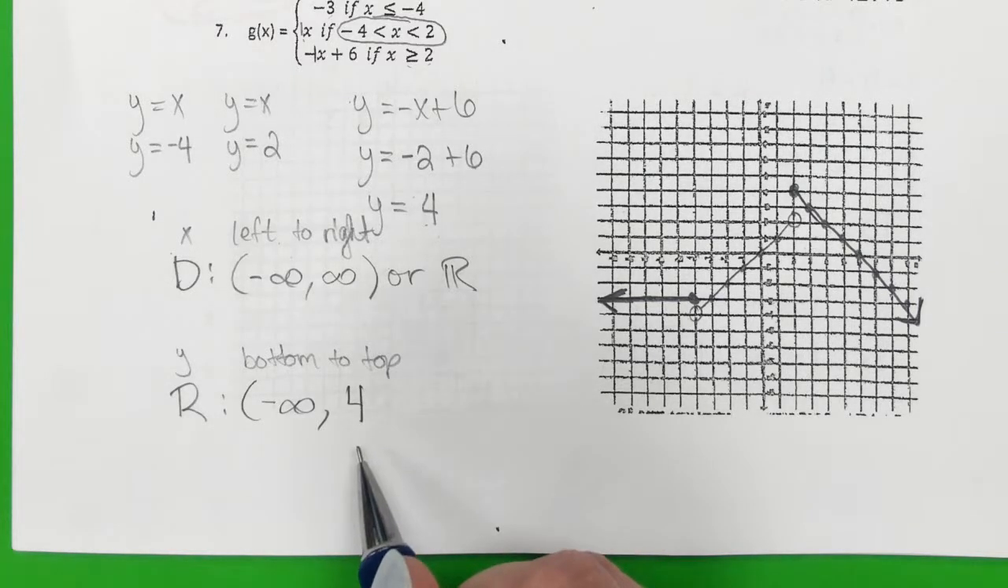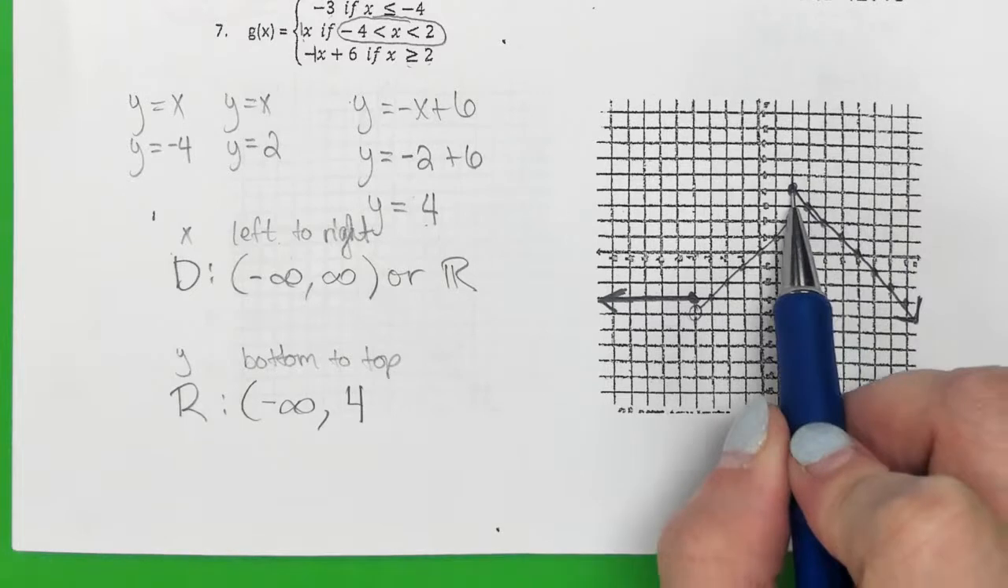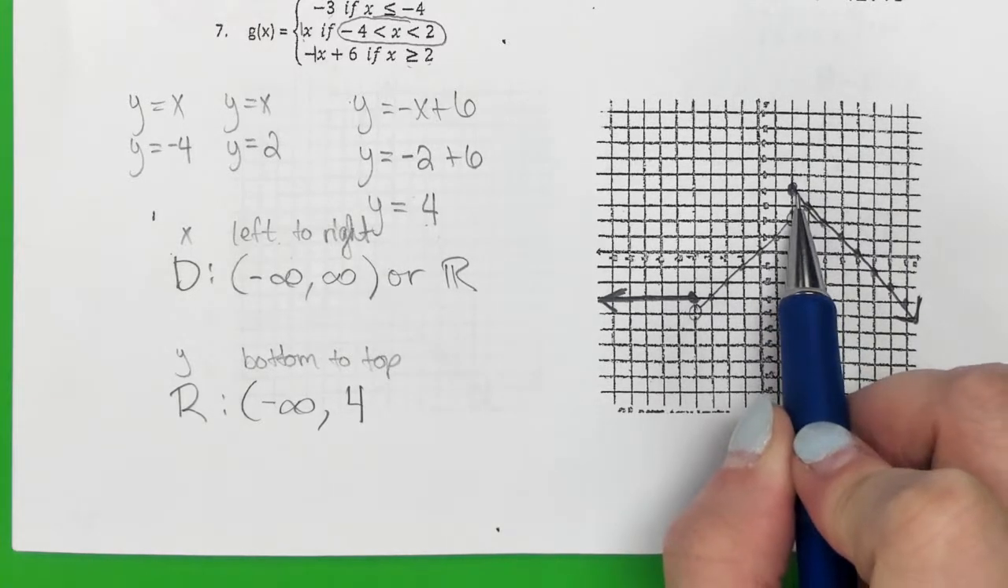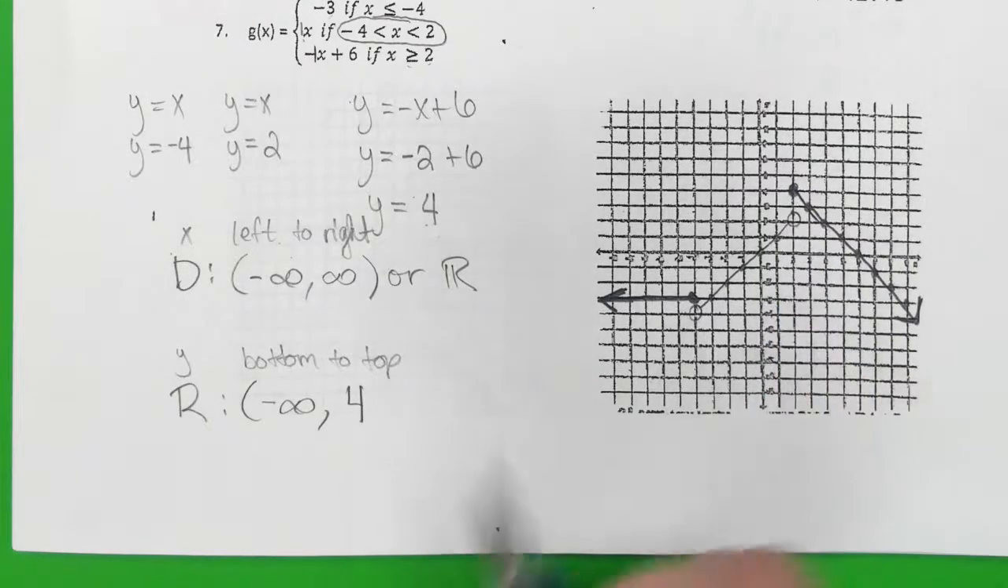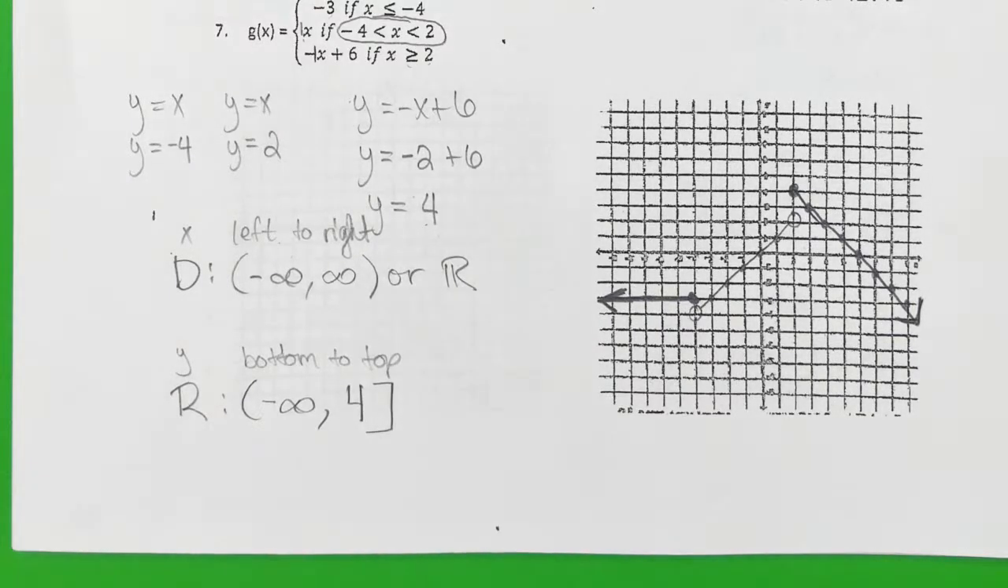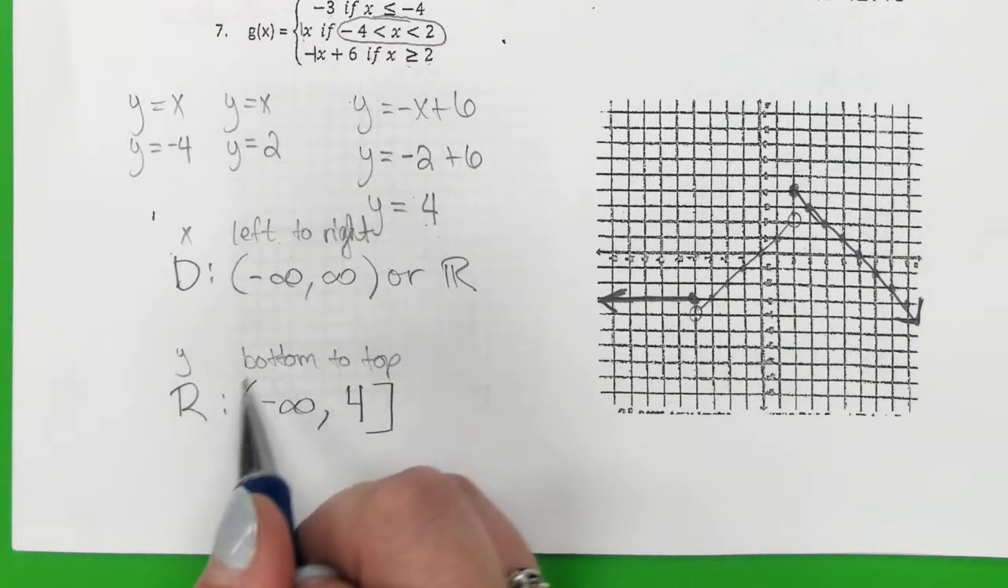So this 4, is that 4 open or closed? That's closed. So that tells me that it gets a bracket. There you go. Don't just assume that they're always going to get a bracket, because they're not. The only thing that always gets something is an infinity, and he always gets parentheses.